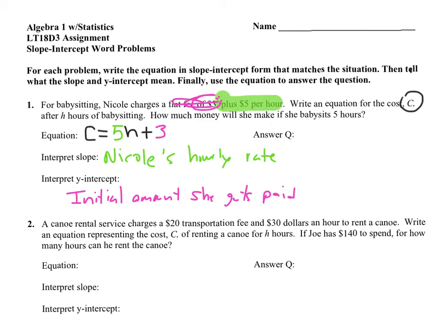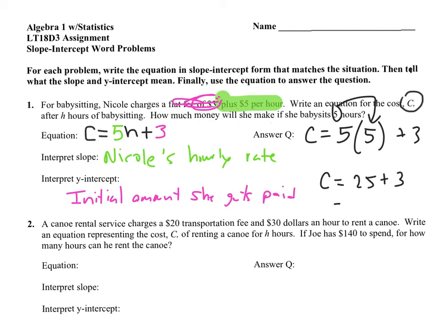So now it's asking how much money will she make if she babysits for 5 hours. Well, what you're going to do is plug in your 5. So the cost equals the hourly rate, 5, times, and then in parentheses I'm putting the 5 hours she worked, right? This 5 represents right there, plus the $3 fee to get her to your house. So the cost to get Nicole to babysit for 5 hours would be $25 plus the 3, which would be $28 for her time.